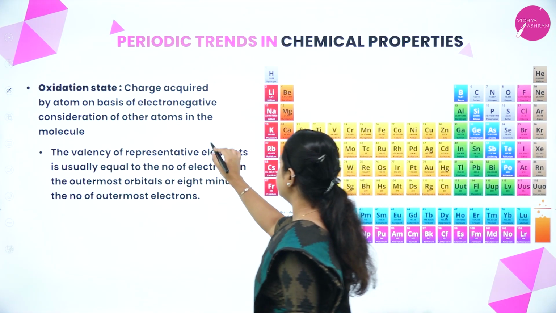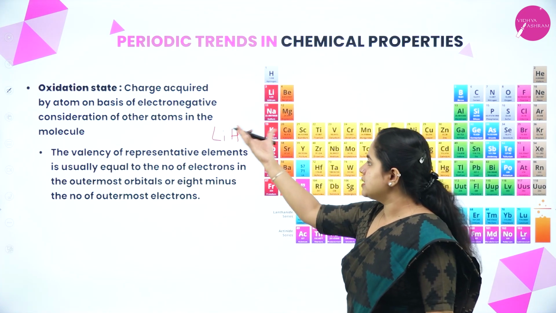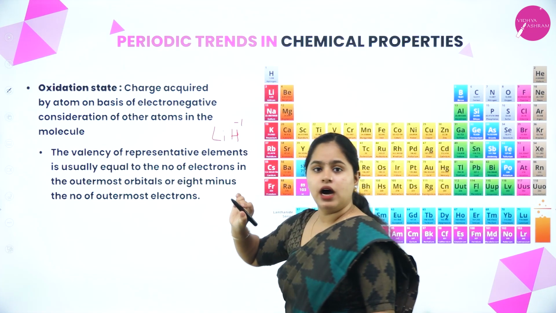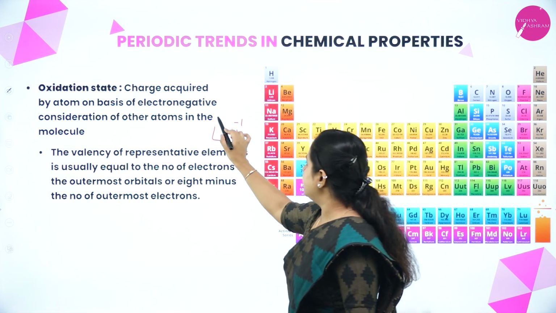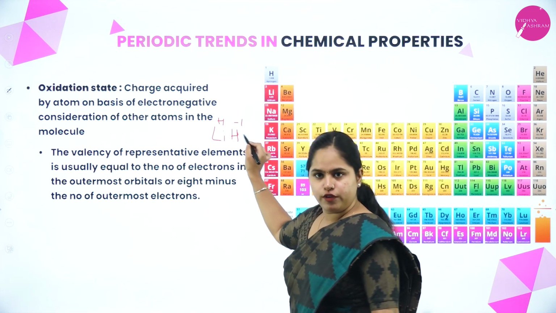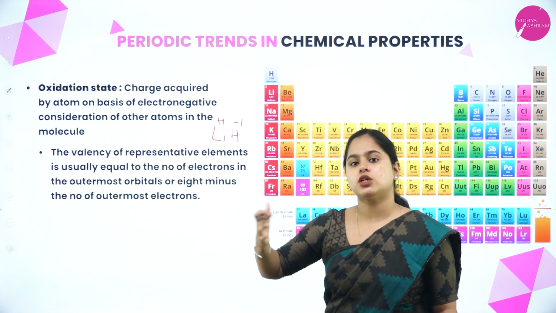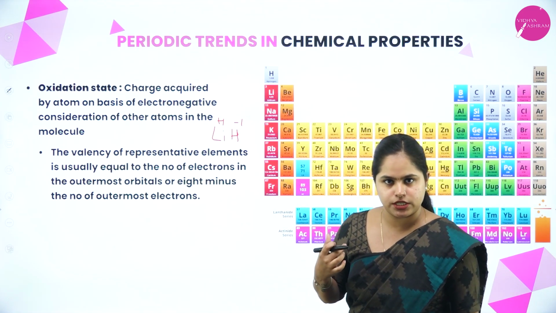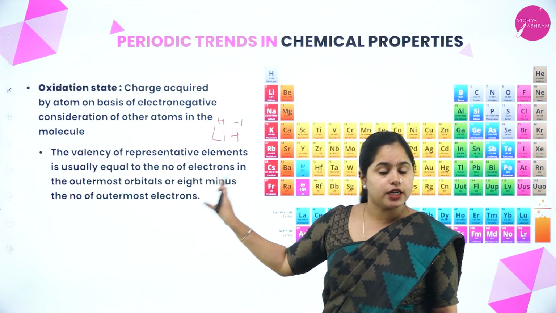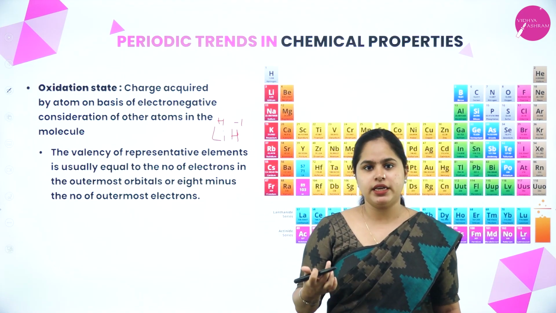So let us consider lithium hydride. In this case, as hydrogen is more electronegative, it will have a -1 charge and lithium will have a +1 charge. So this charge, based on the electronegativity difference, the charge acquired by the atoms is called the oxidation state, right? So what will be the oxidation state of lithium in this particular compound? It will be +1, and for hydrogen it will be -1, right?